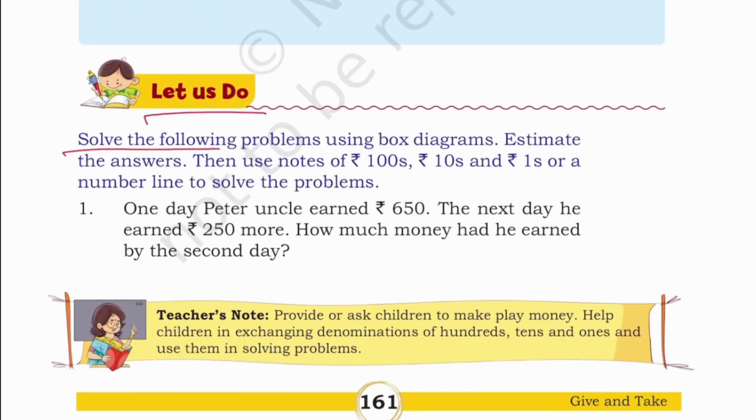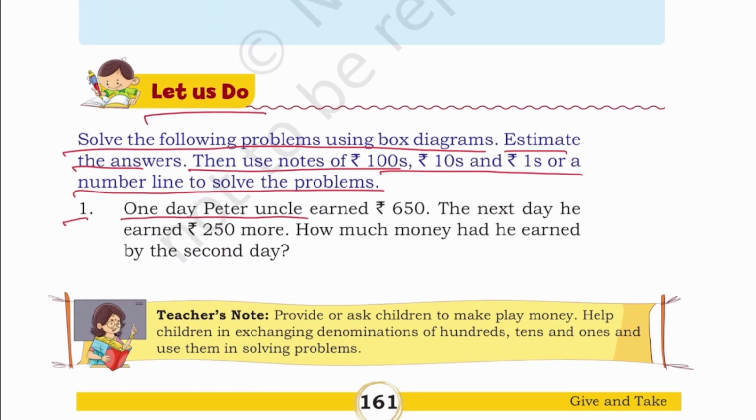Let us solve the following problems using a box diagram. Estimate the answer, then use the notes of rupees 100, rupees 10 and rupees 1 or the number line to solve the problem. 1. One day Peter uncle earned 650. The next day he earned 250 more. How much money had he earned by the second day?